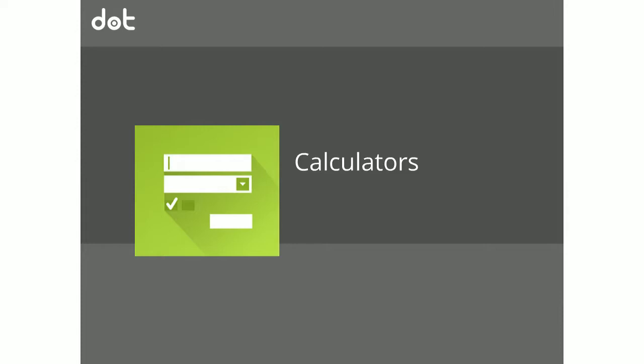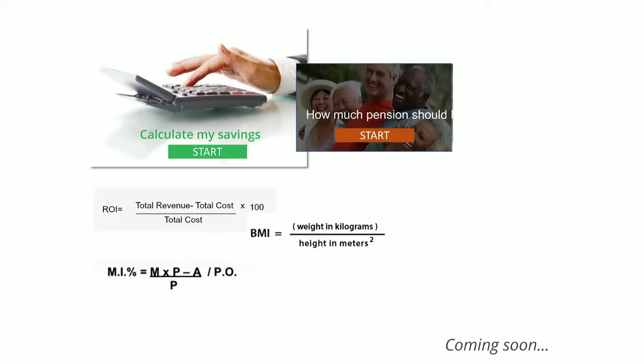Moving on, calculators. I'm sure you've seen this before as well. Maybe not, but calculators are a really great way of giving people utility, giving them a tool with which they can make decisions. So, things like calculate my savings, how much pension should I expect? Basically, ask people questions, ask them to put in numbers, and then use your own secret sauce equation to give them a calculation of something.